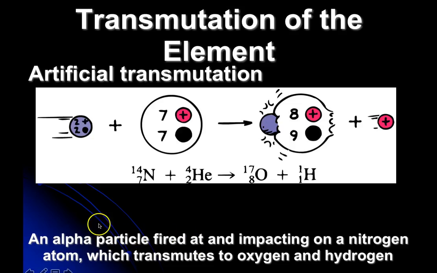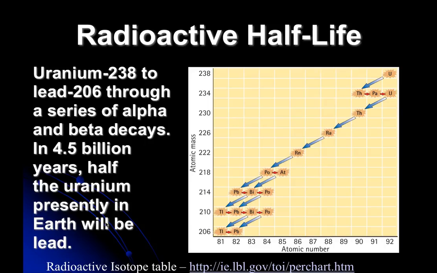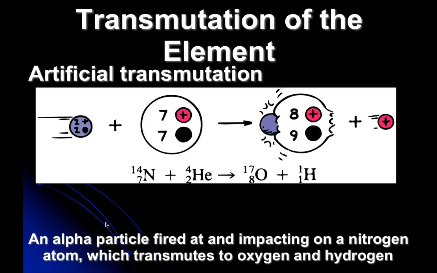Now we can do this. I've shown you natural ways of doing this, from going from uranium down to lead, but I can do this artificially as well. So in this particular picture, I'm bombarding nitrogen, regular common nitrogen that's in the atmosphere, for example, with a helium nucleus, with an alpha particle. And when I do that, I create oxygen, and then I create a proton. As I said, I can do this by human means.